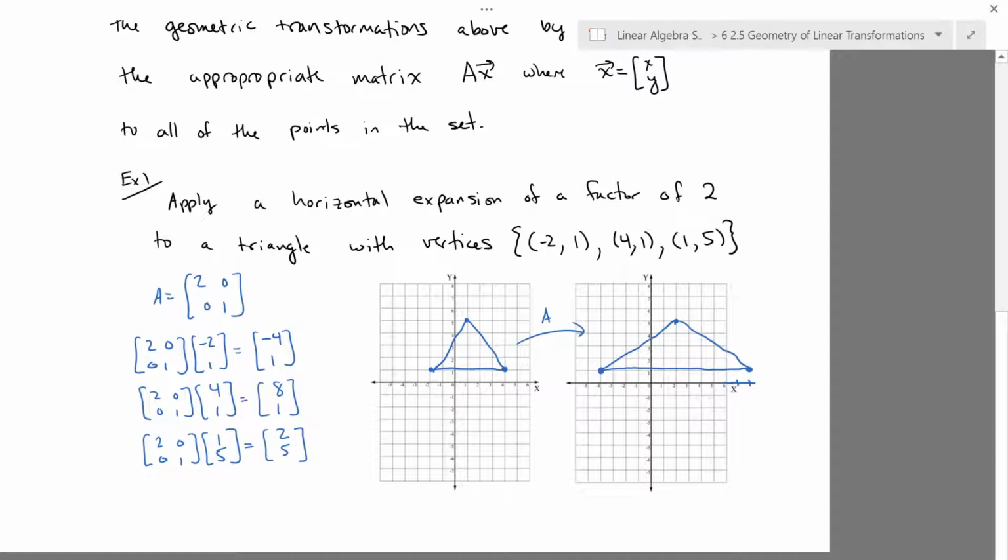So basically, the horizontal expansion by a factor of 2 keeps things the same height. As you can see, the height is the same, but everything is spread wider by a factor of 2. Okay, so this is the horizontal expansion.